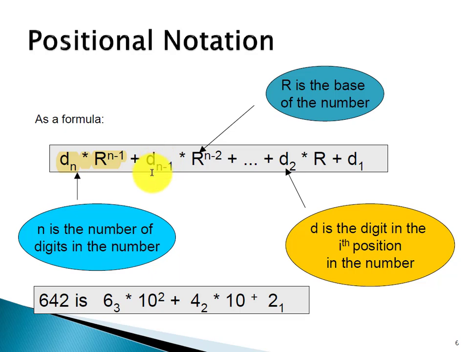Okay, 4's position was 2. So that means that your R, your 10, will be to the power of 1. Okay, plus dot dot dot, and so on. So the number 642, using this formula, as I've shown you, can be represented as 6, which is the third position, multiplied by 10 to the power of 2, plus 4, which is the second position, multiplied by 10 to the power of 1, plus 2, which is the first position, multiplied by 10 to the power of 0.